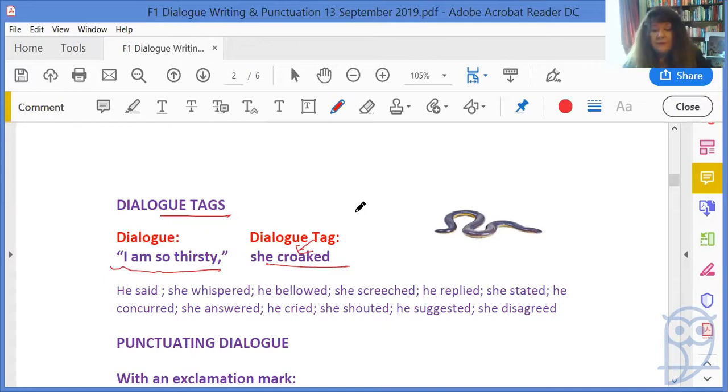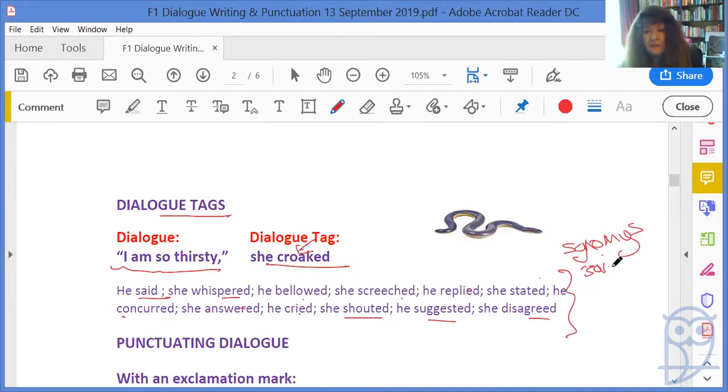So every time you are going to use a dialogue tag, it could be anything. She said, whispered, bellowed, screeched, replied, stated, concurred, answered, cried, shouted, suggested, disagreed. All these things are synonyms for the word said. You should have a full list of synonyms for said, which is probably a whole page's worth because there's so many different ways to say said. As I said, you can't keep saying he said, she said.